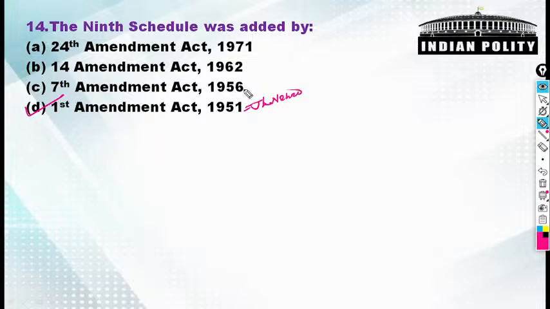The 24th Amendment Act 1971 declared judicial review as not an essential factor, and it also abolished the veto power of the President on Constitutional Amendment Bills. So that is there.